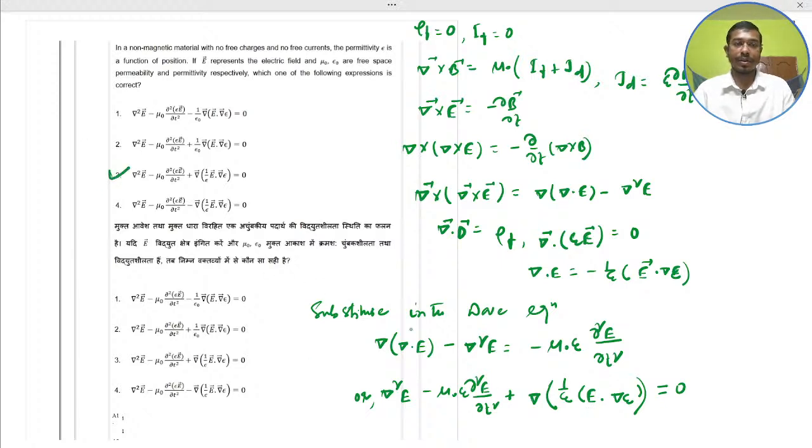Match the option: del square E minus mu naught epsilon del square E by del T square plus del of 1 by epsilon E dot divergence of epsilon equal to 0.